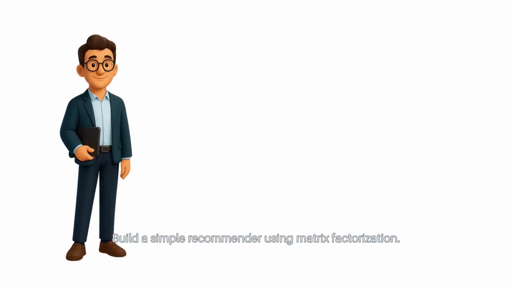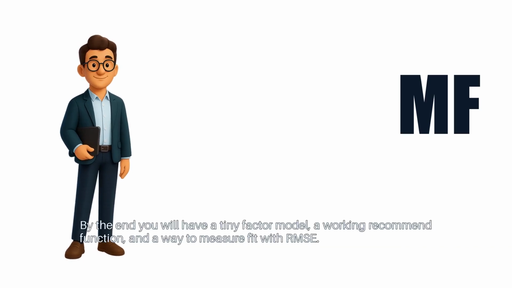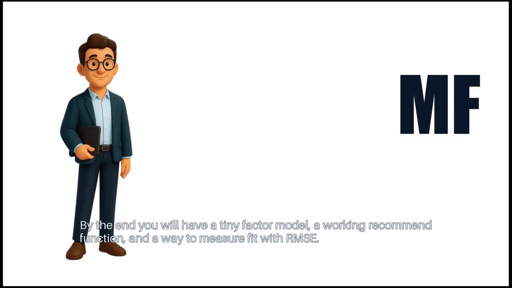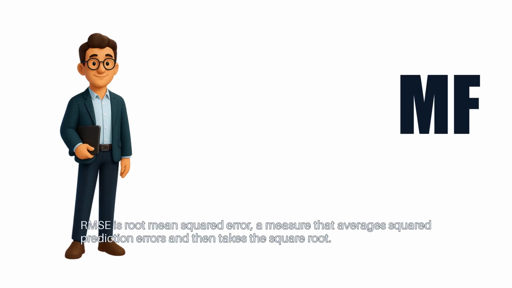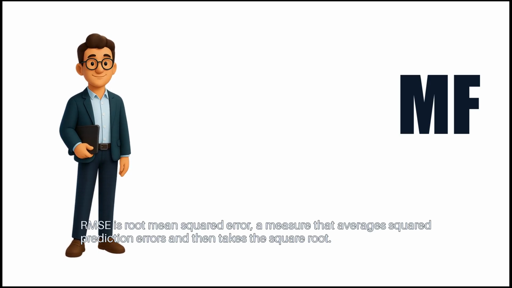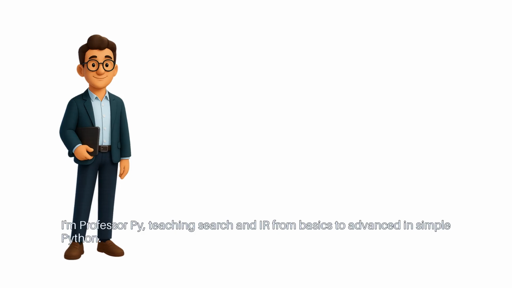Build a simple recommender using matrix factorization. By the end, you will have a tiny factor model, a working recommend function, and a way to measure fit with RMSE. RMSE is root mean squared error, a measure that averages squared prediction errors and then takes the square root. I'm Professor Pi, teaching search and IR from basics to advanced in simple Python.